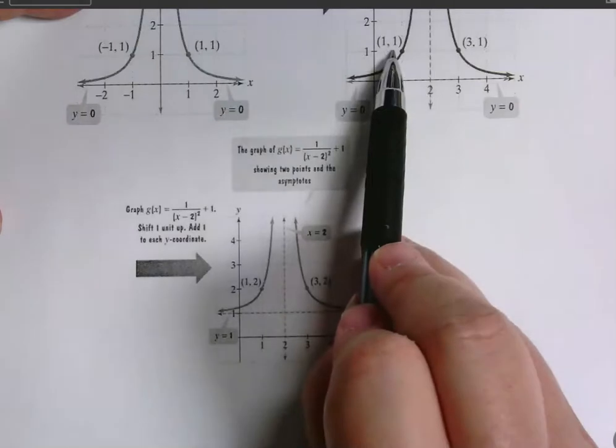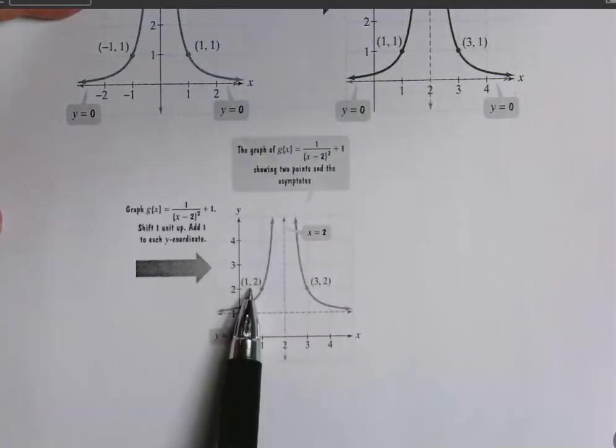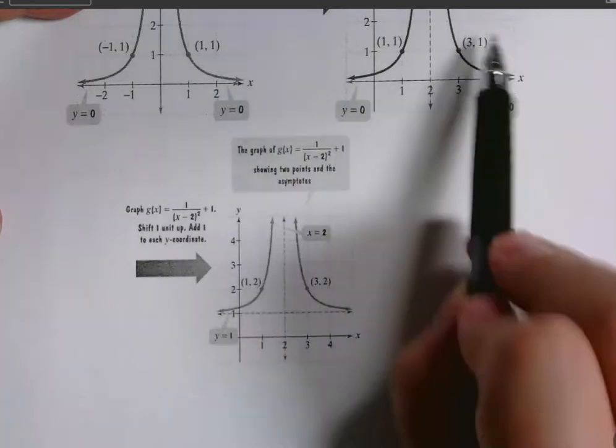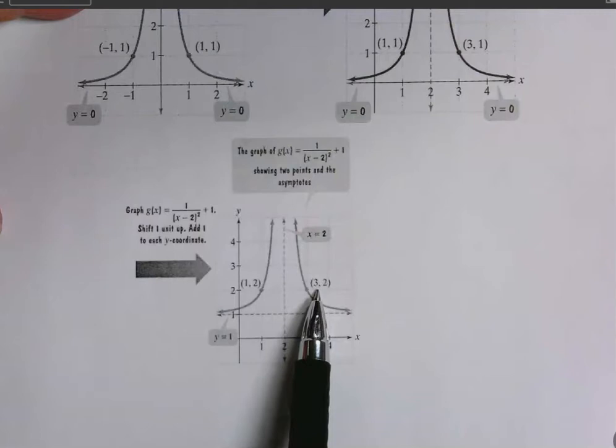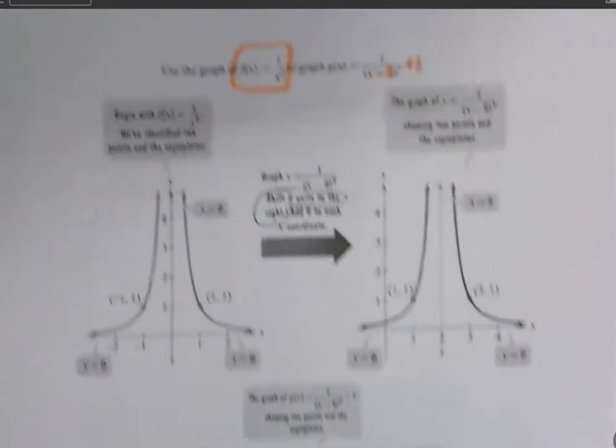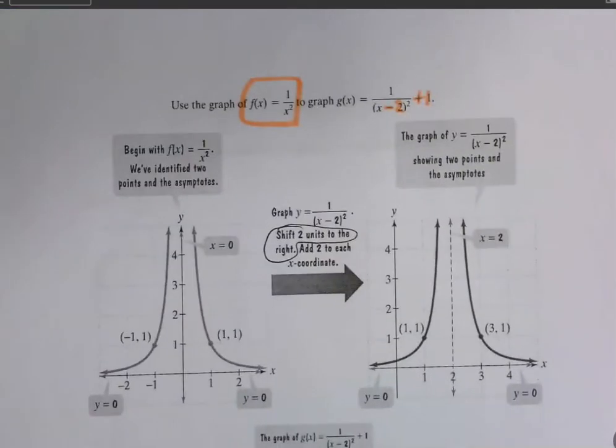The other thing I moved up 1 was these coordinates. If I add 1 to each y value, then I get my new point. So +1 here to the y value only gives me a 1, 2. +1 to this 1 here gives me 3, 2. And that's just a good example of a transformation using that particular parent function.